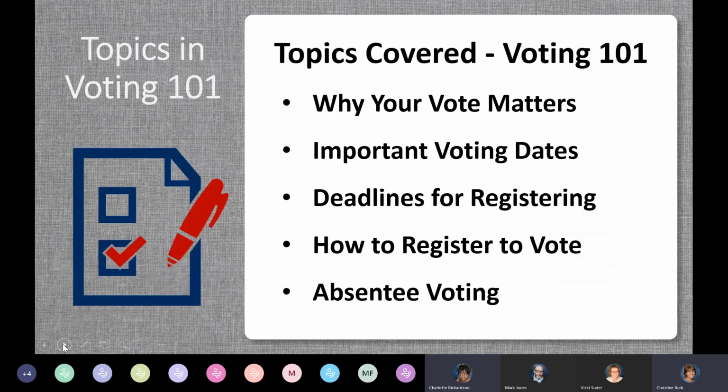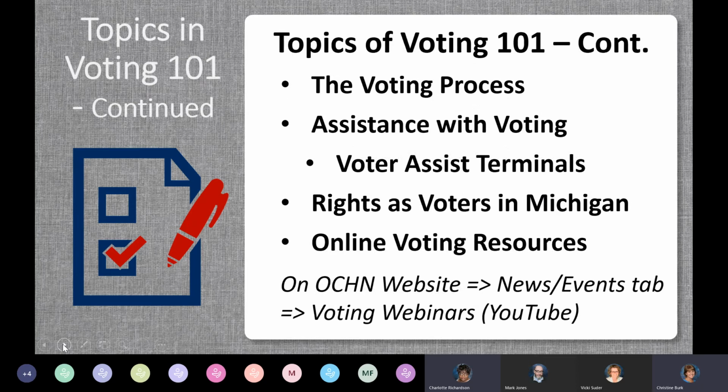Topics in this webinar will cover why your vote matters, important voting dates, deadlines for registering, and how to register, and absentee voting. Topics of Voting 101: the voting process itself, assistance with voting, voting assistance in terminals, rights as a voter in Michigan, and online voting resources. At the bottom of this is you can go to OCHN's website, news events, and voting webinars. Mark Jones will go over this again at the end of the presentation so that you can take notes on how to get to the video and online resources mentioned in this presentation.